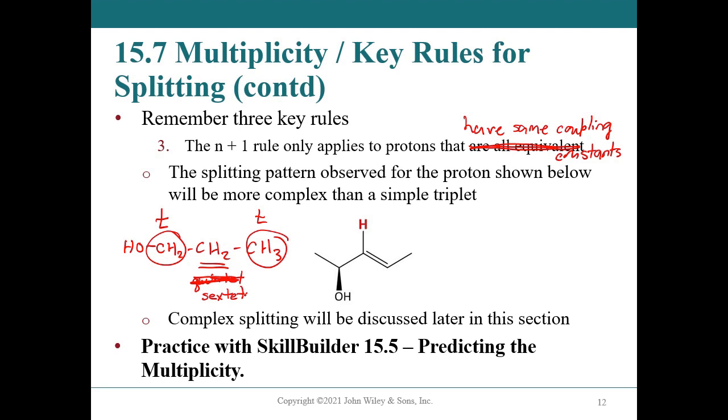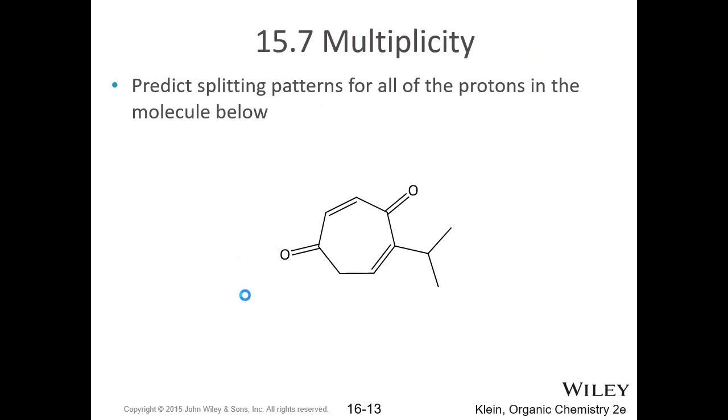Right. So the n+1 rule applies for big floppy chains. As you start putting it in rings or adding double bonds, things that make it rigid, that n+1 rule will fall apart for the things near the ring or on the ring or on or near that double bond. As you get away from it, it starts applying again. Okay. So we'll look at an example that asks to predict the splitting patterns for the protons in the molecule below. Of course, the first step is to identify the hydrogens that we have and which ones are unique and equivalent.